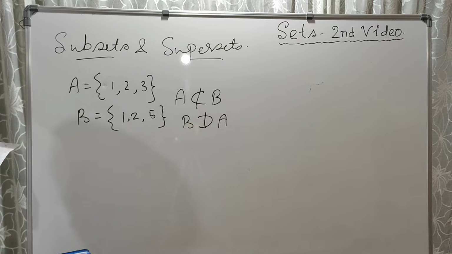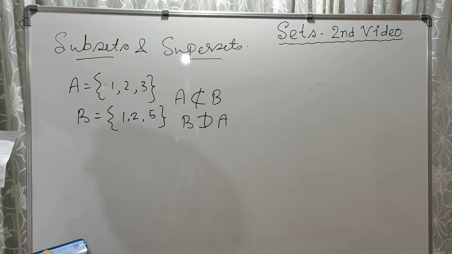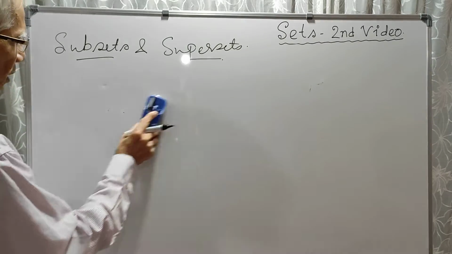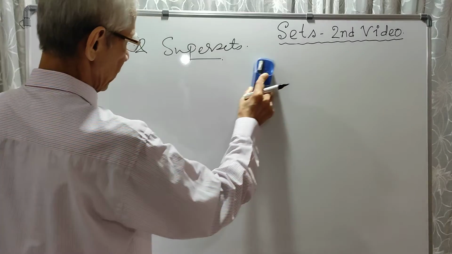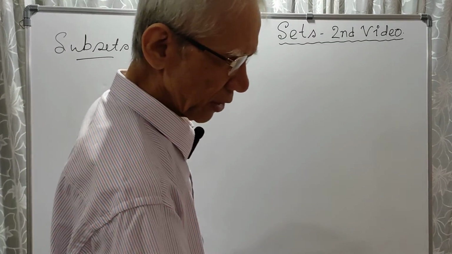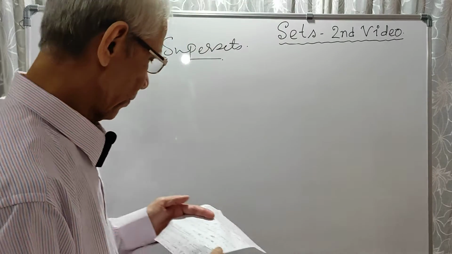Okay. Now, every set is a subset of itself. That already I explained. Every set is a subset of itself, these are facts you have to remember. Every set is a subset of itself, and therefore every set is a superset of itself.